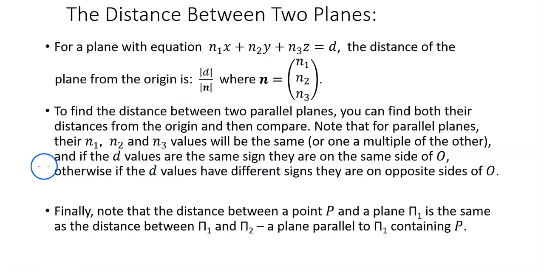Alright, but that's not the main point here. The main point here is that after we've done said multiplication, so we've got the same n1, n2, and n3 coordinates in both of our planes, if the d values are the same sign, then that means they're on the same side of O. But if the d values have different signs, they are on opposite sides of O. So if one of the d values is a positive number and the other one's negative, that means the origin is in between them. But if both of the d values are positive or both of the d values are negative, then that means they're both on one side of the origin.